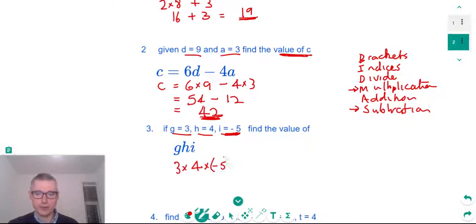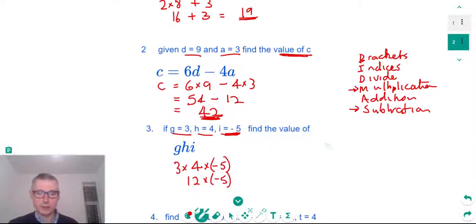So it's telling us that we're multiplying the -5. It's not telling us that we're taking away 5, it's just telling us that the value there is -5. So what we're going to do is go 3 times 4 is 12. So I'm going to do this as a step. 3 times 4 is 12. Then I'm going to go times -5.